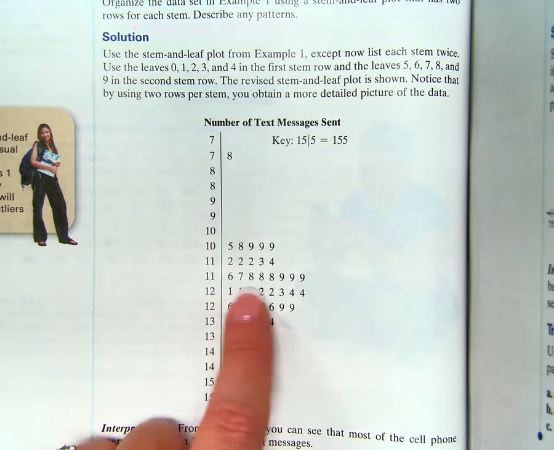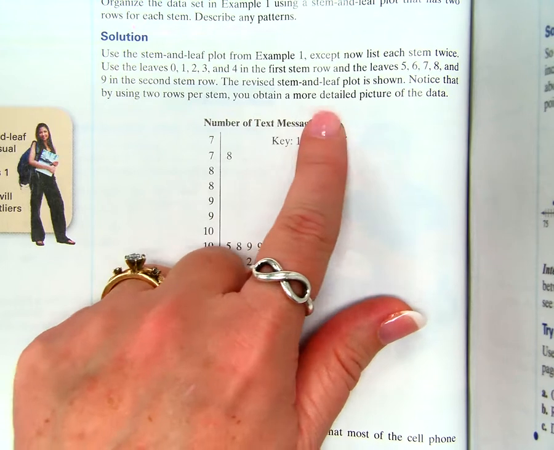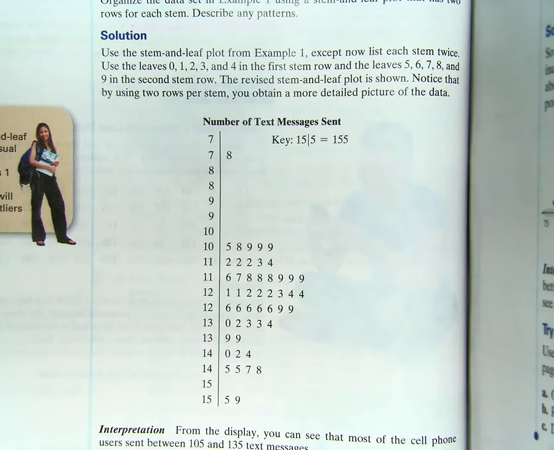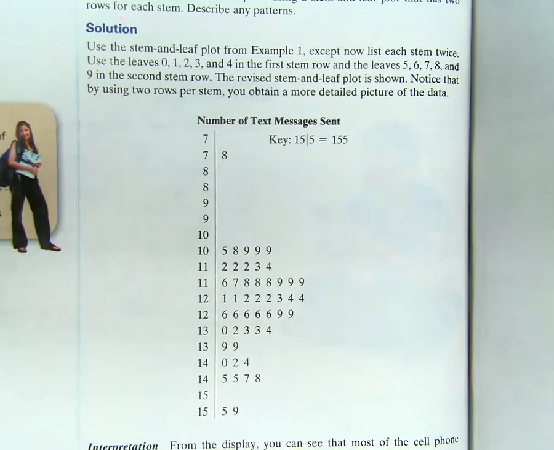It gives you a little bit more view of the data. Just a different view. Okay? This says you obtain a more detailed picture of the data. Okay. All right. Any questions on a stem and leaf plot?